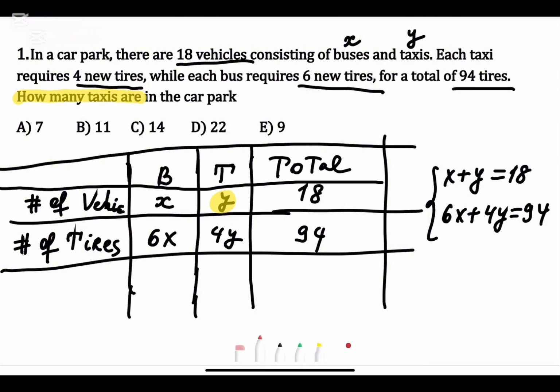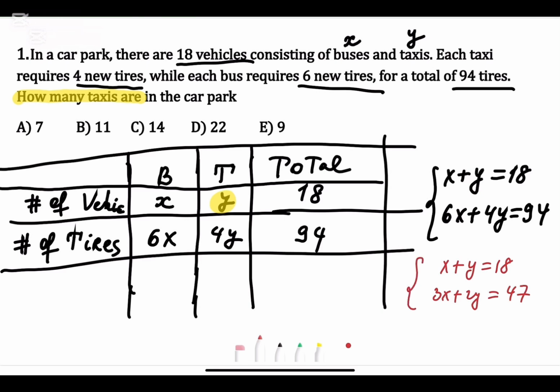To find number of taxis or Y, first I'm going to divide everything in the second equation by 2 because I don't want to deal with large numbers. So if we divide both sides of the second equation by 2, we're going to have 3X plus 2Y equals 47, isn't it?